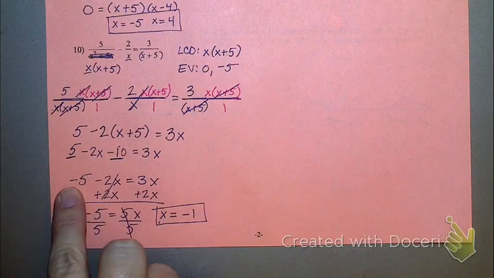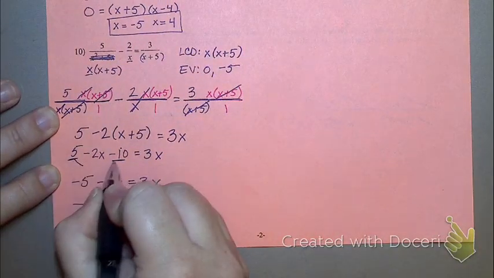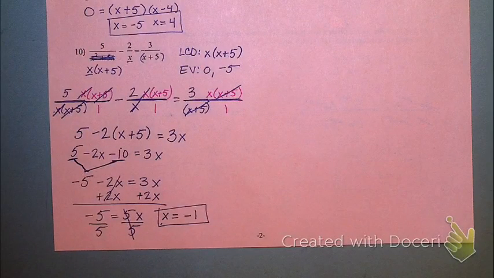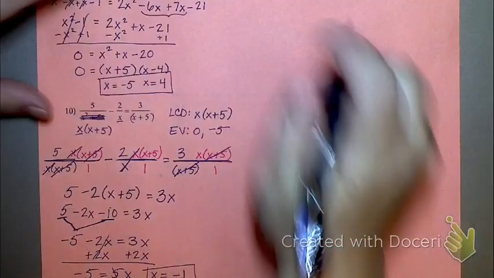Yes? How did the 5 become negative? Because I was adding positive 5 and negative 10. A lot of people kept that 5 positive there. Any other questions on that one? All right, we ready for the big finale?